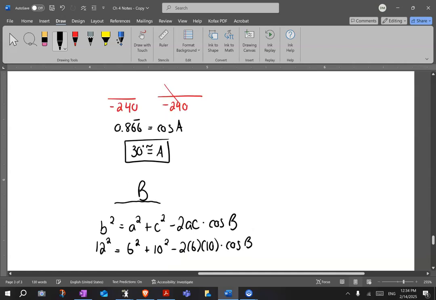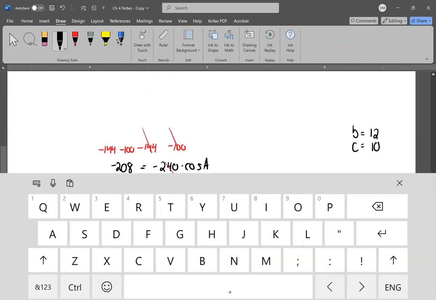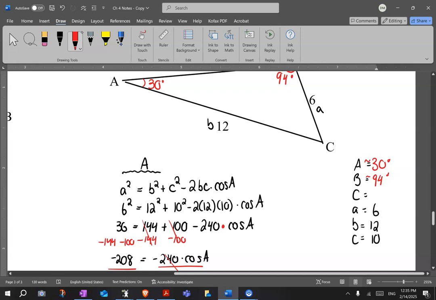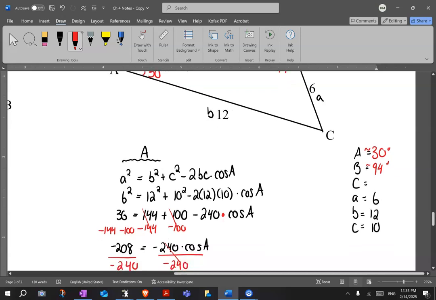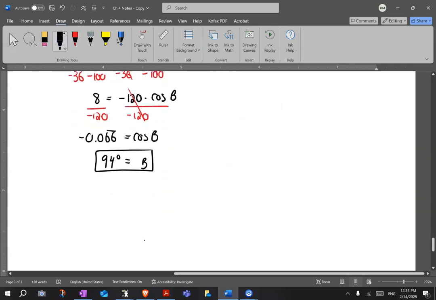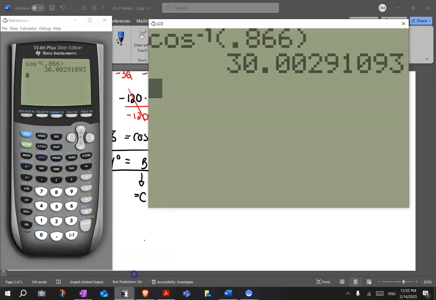So B is 94. A was 30. B is, where is that? There we go. B is 94, approximately 94 degrees. And now I know, guaranteed, because the cosine law is able to differentiate and it will always choose the right one, I can now just sum them up, 94 plus 30, and subtract that from 180, to find my C.